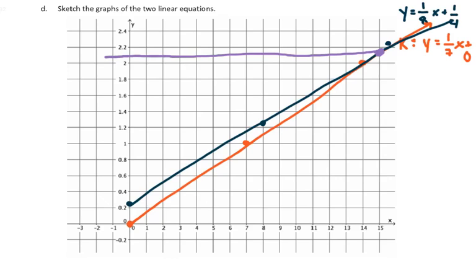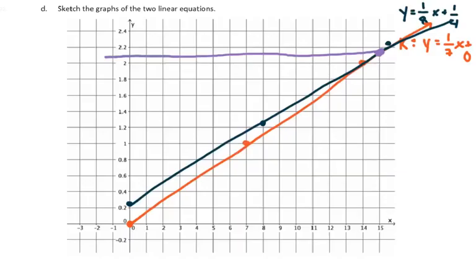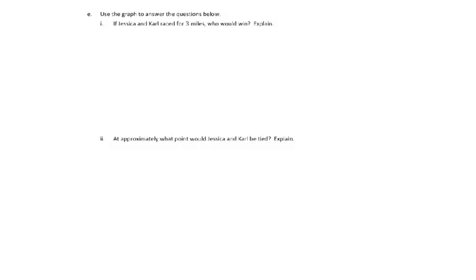So I'm going to move on to my next slide, and it says use the graph to answer the questions below. If Jessica and Carl raced for 3 miles, who would win? So if we come over here and we're looking, well, 3 miles is not on our graph. So it's clear that Carl is going to win because his line is going up at a steeper rate than Jessica's is. But we can use our equations to answer these questions as well.